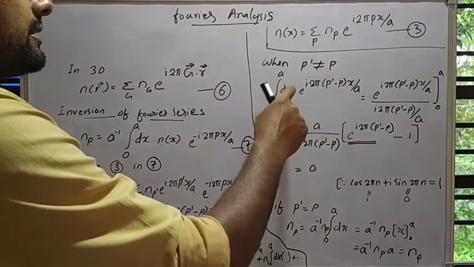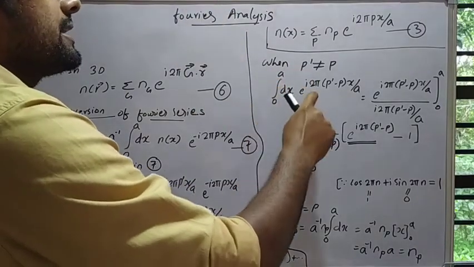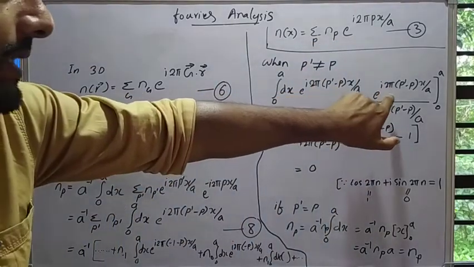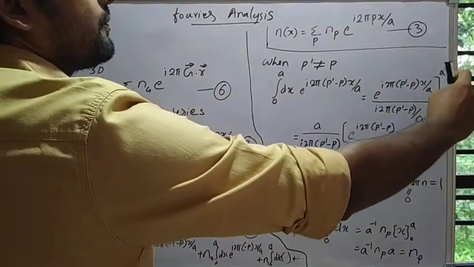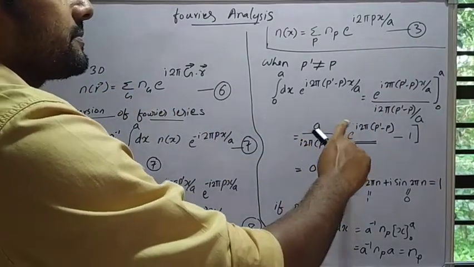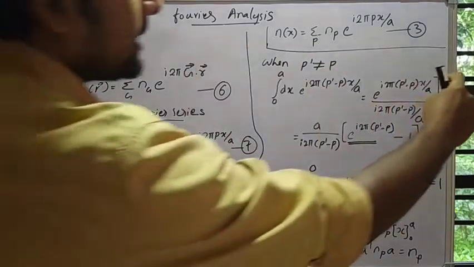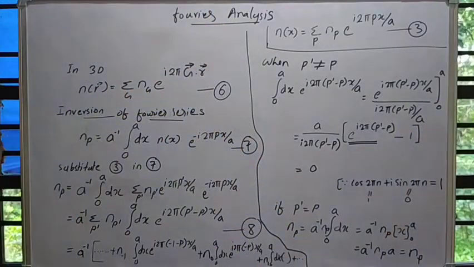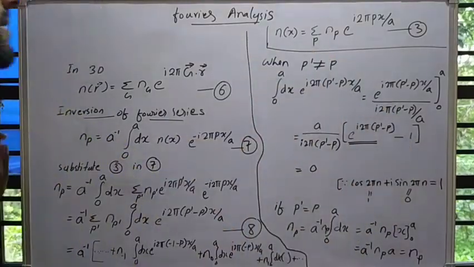We can take the general form, integral 0 to A dx e^(i2π(p'−p)x/A). We integrate it and get e^(i2π(p'−p)x/A), with the limit from 0 to A, and that is equal to A over i2π(p'−p) times e^(i2π(p'−p)) minus 1. If we apply the upper limit we get this term, and the lower limit gives 1. And that is equal to 0 because p' is an integer and p is also an integer.